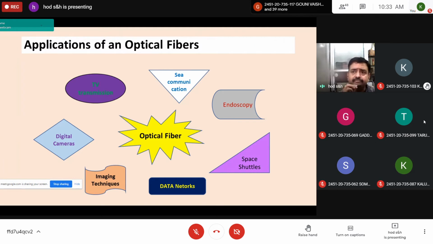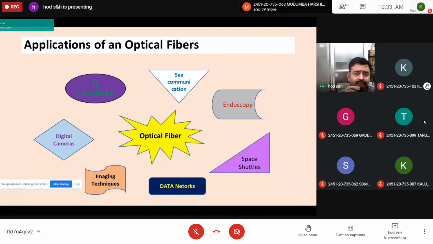Then the types of fibers based on the refractive index profile, modes of propagation, and the nature of the material. The classification of optical fibers we have also discussed. Then we have discussed the double crucible method, which can be used to fabricate an optical fiber cable of desired length with much less attenuation.